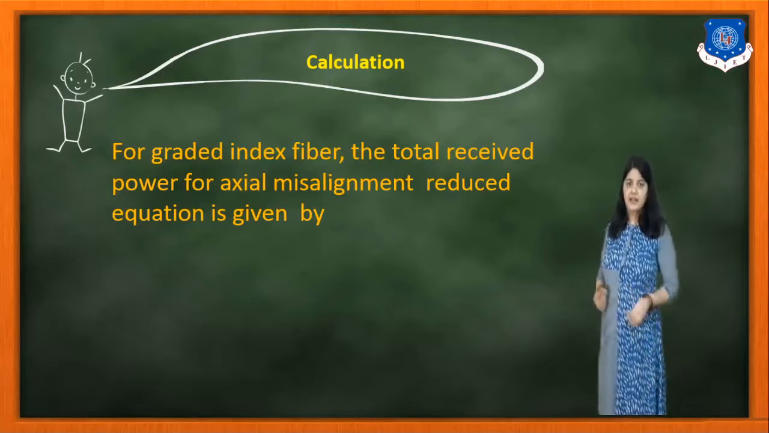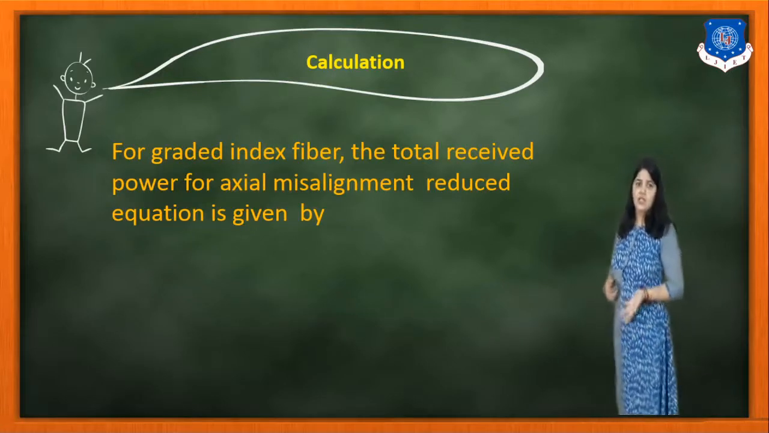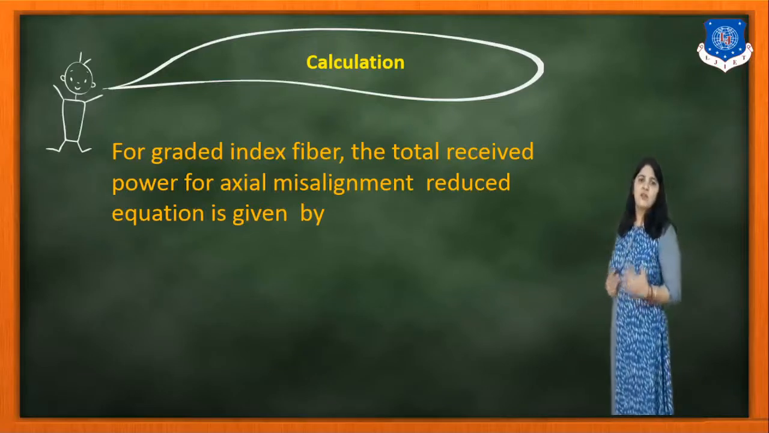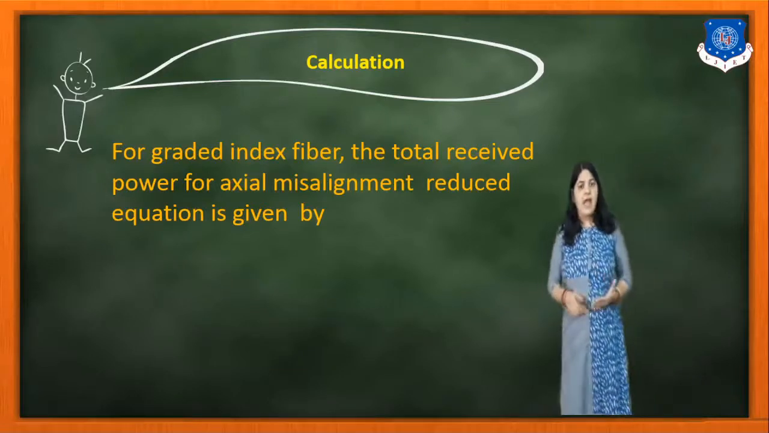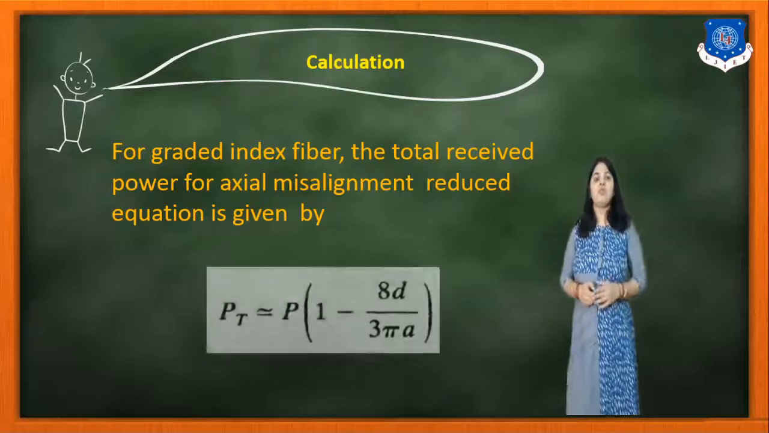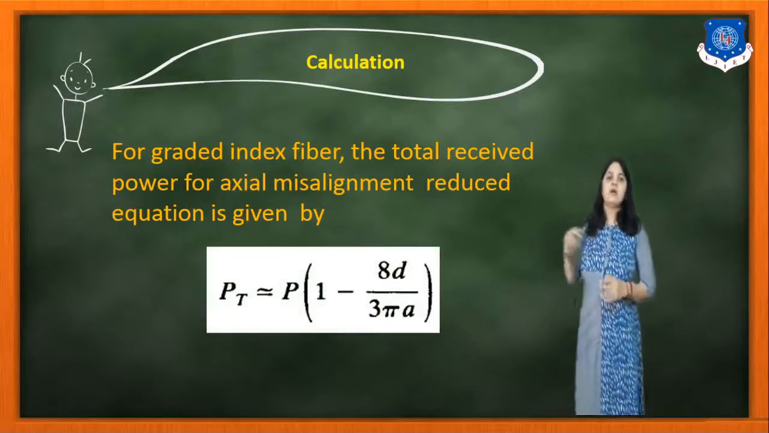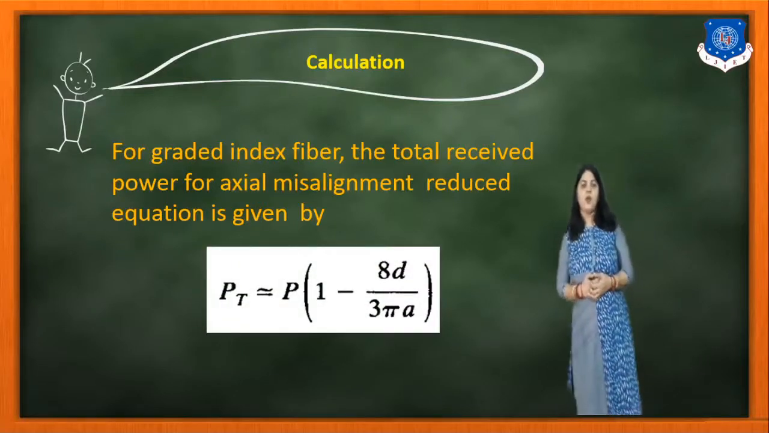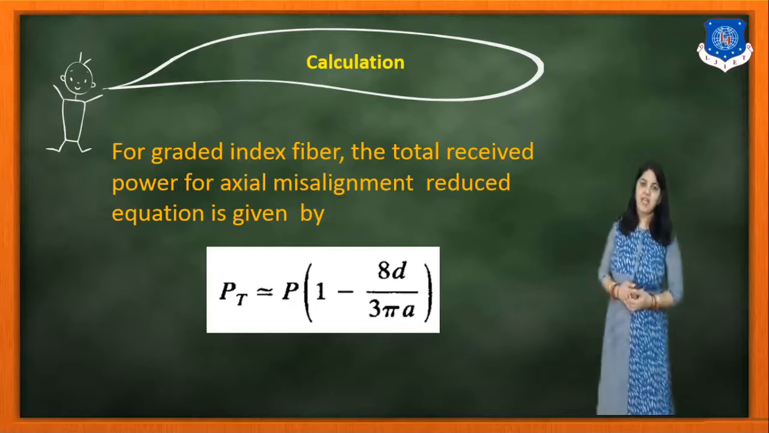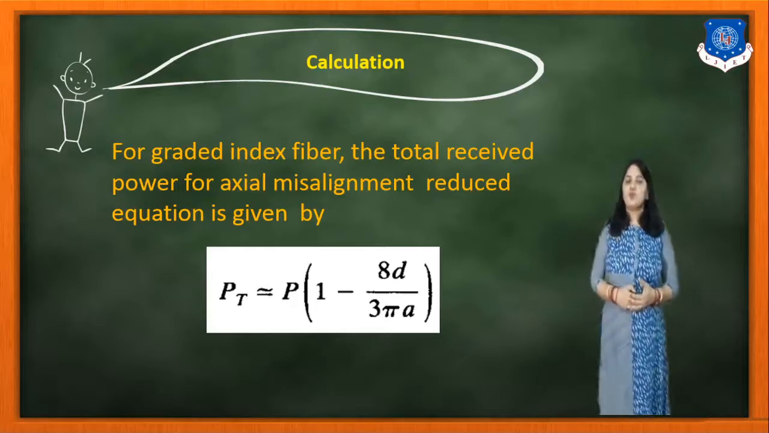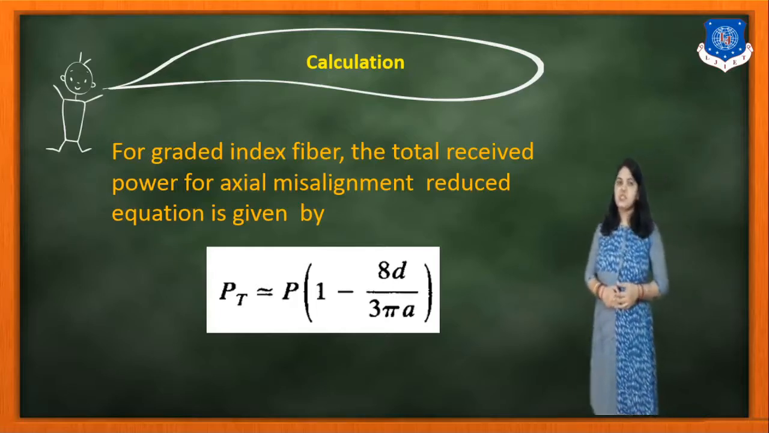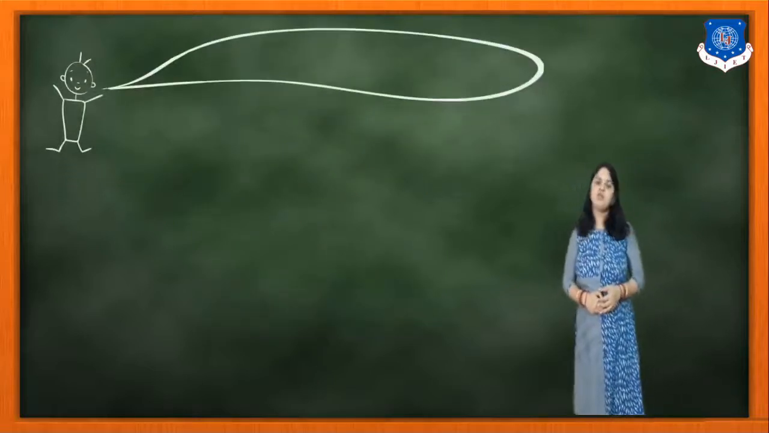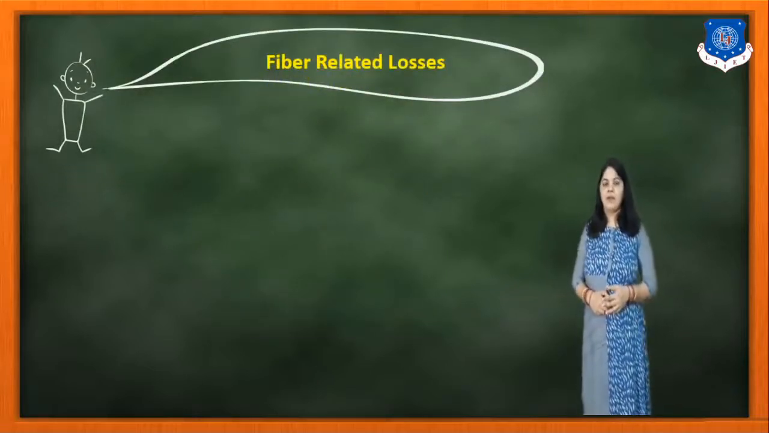Now for the graded index fiber, the total received power for the axial misalignment, in the reduced equation, is P_T = P(1 - 8d/(3 pi a)). So this equation is about the alignment.